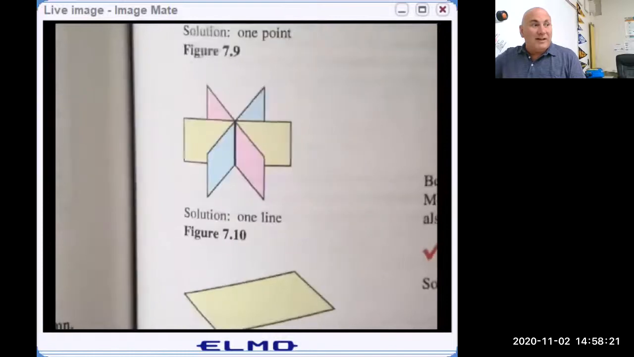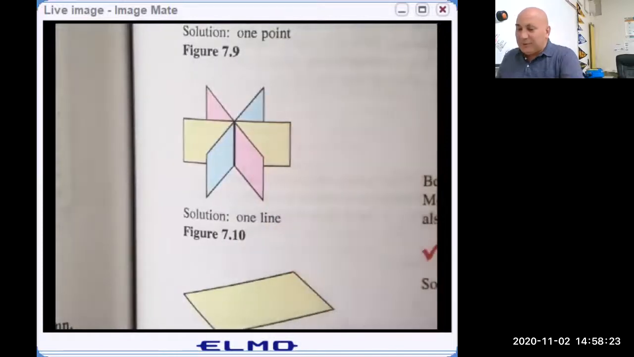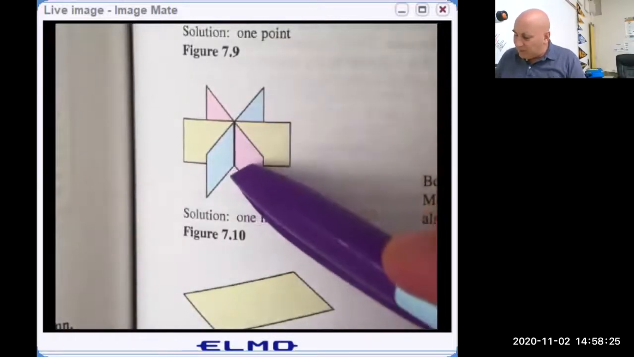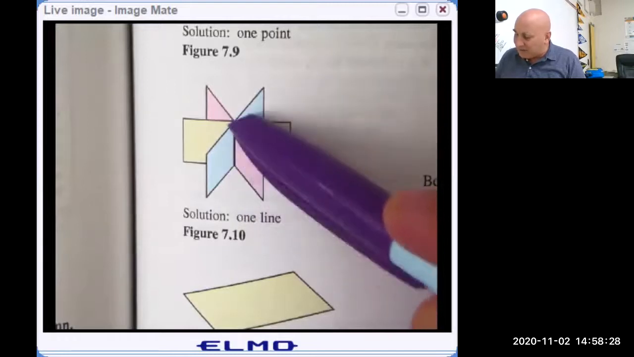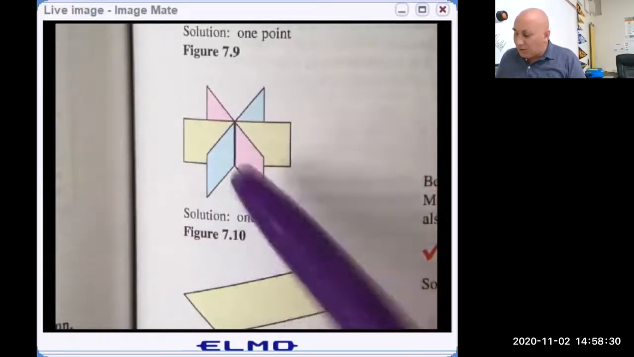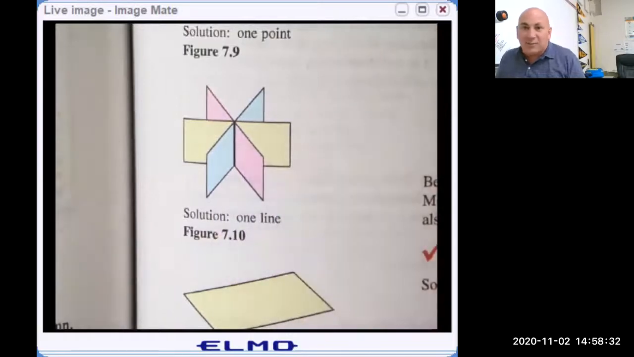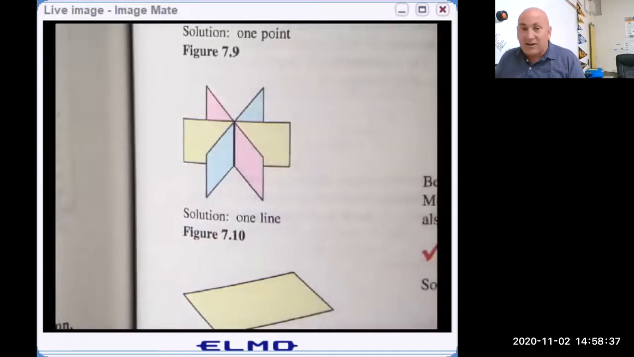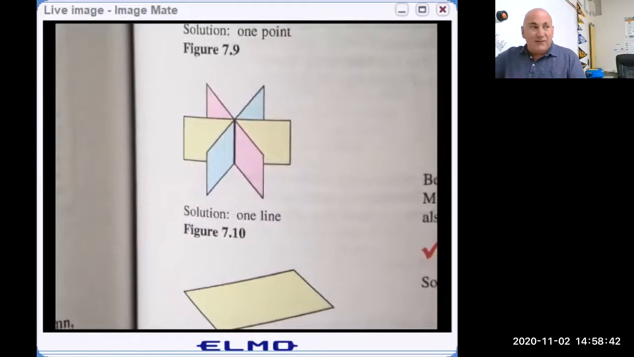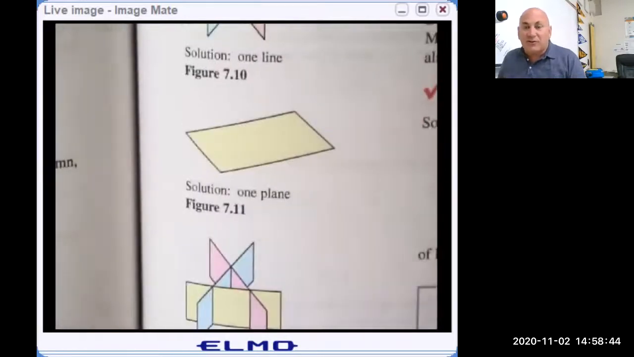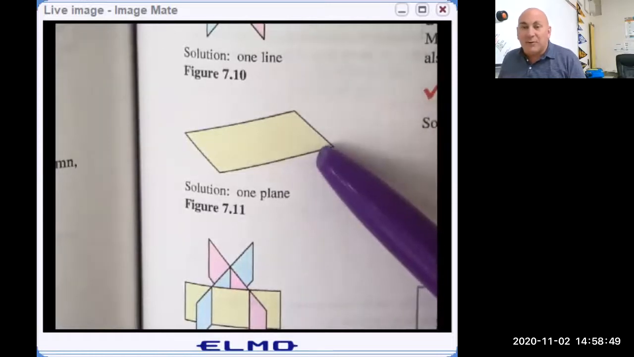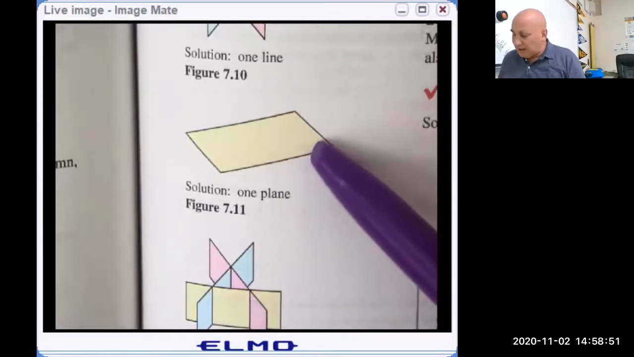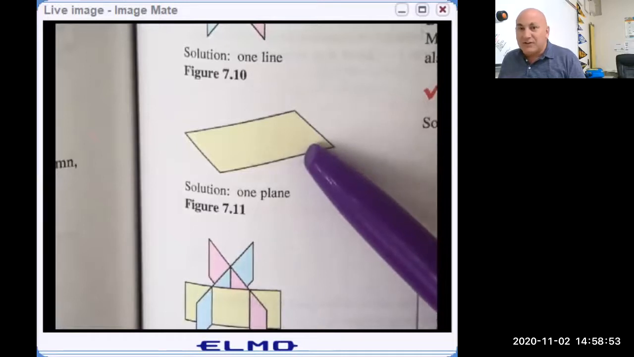This one would be consistent and dependent because every point on that line, that black line there, satisfies all 3 equations that make those planes. So there are an infinite number of solutions on that line of intersection. Now, what if all 3 of your equations turn out to graph the same plane? Well, that's another infinite number of solutions. So that would again be consistent and dependent.